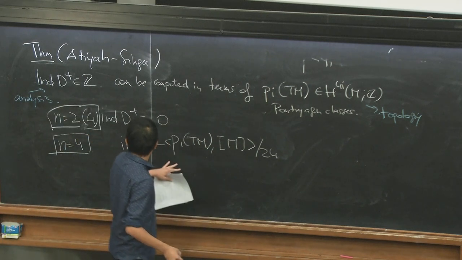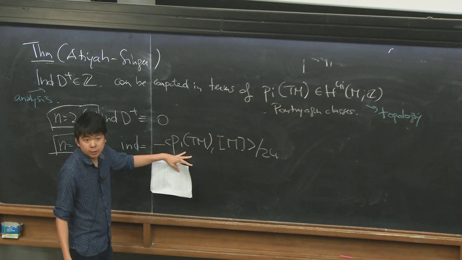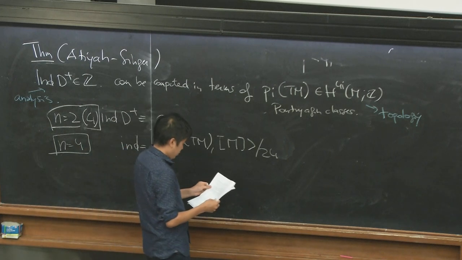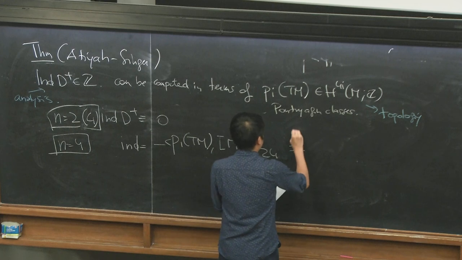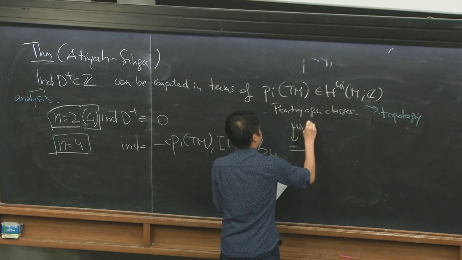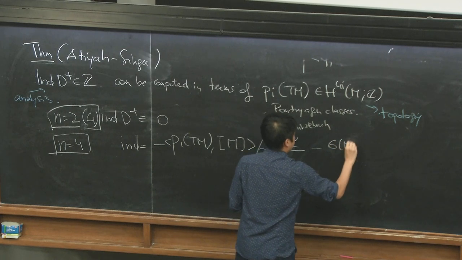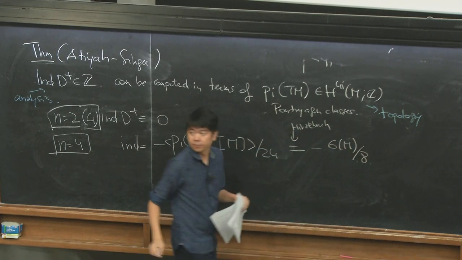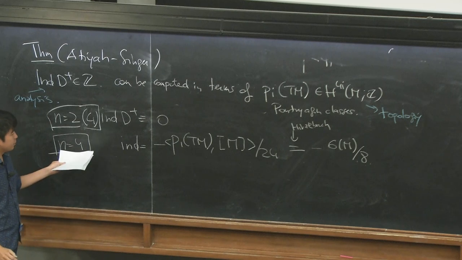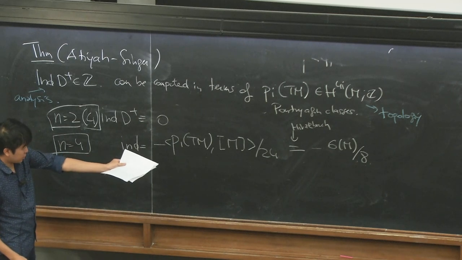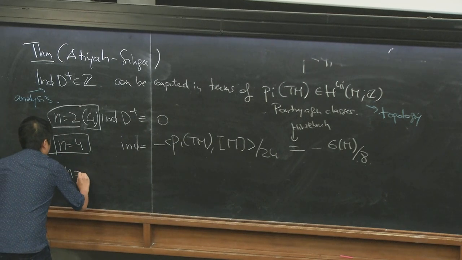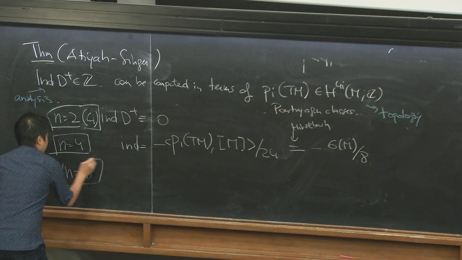For a four-manifold, the Pontryagin class is related to the classical signature. So by Hirzebruch, you get minus the signature of M divided by 8. So the index of the Dirac operator is related to the signature. And there are crazy formulas going on, so I'll just write the next one.